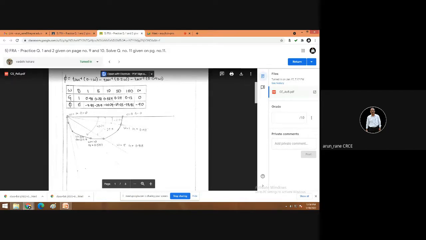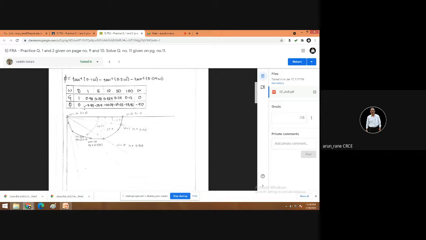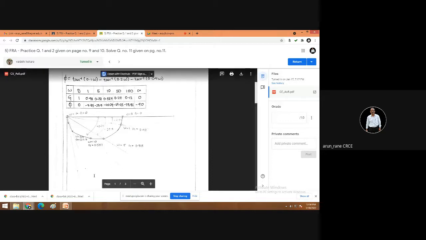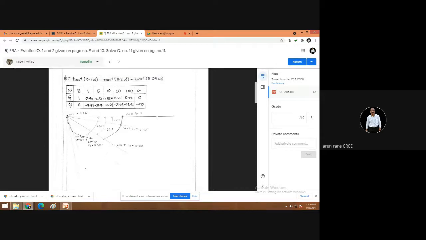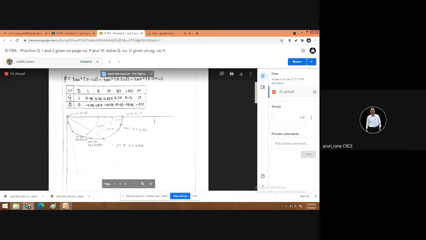So how many observations? 1, 2, 3, 4, 5, 6, 7. So you have drawn the various phase angle lines. Now we'll mark the value of G on them.